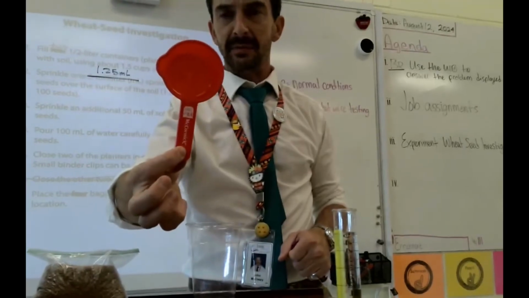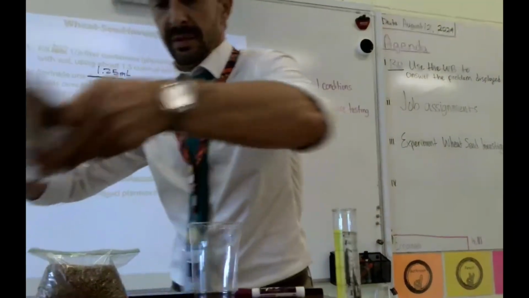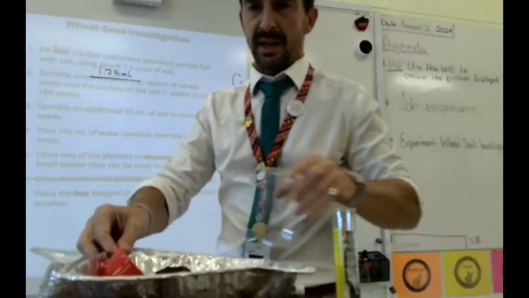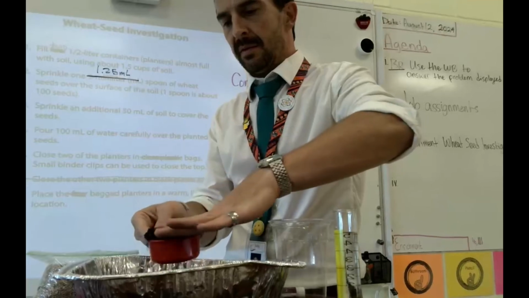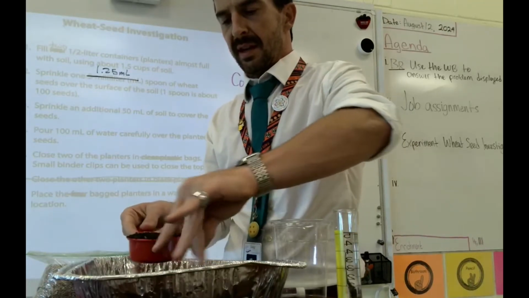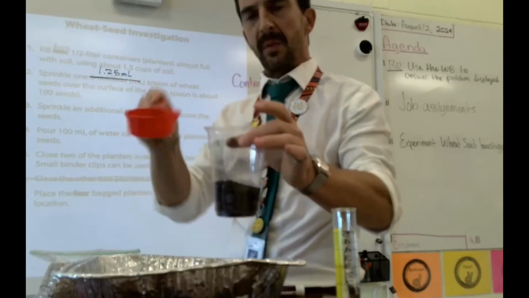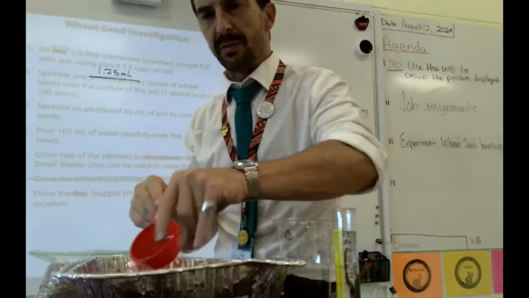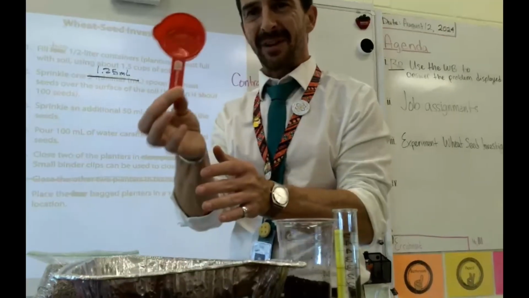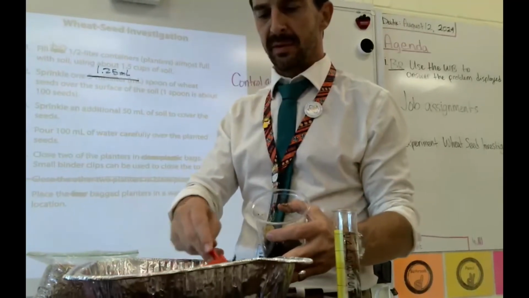So my question to you is, 1.5 cups of soil. How many cups is that? Well, you should know that is 1.5 cups of soil. So I have my half cup measuring cup. So I'm going to take a scoop of soil here. All right, so this is a half cup. That goes in. All right, how many more of these do I need?